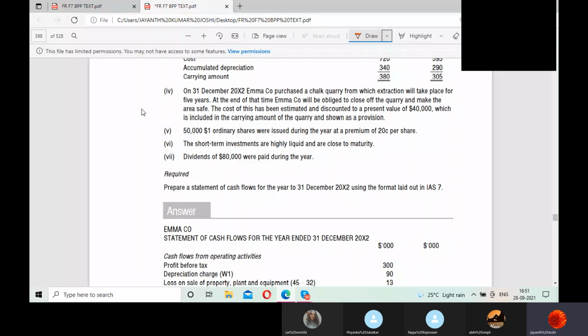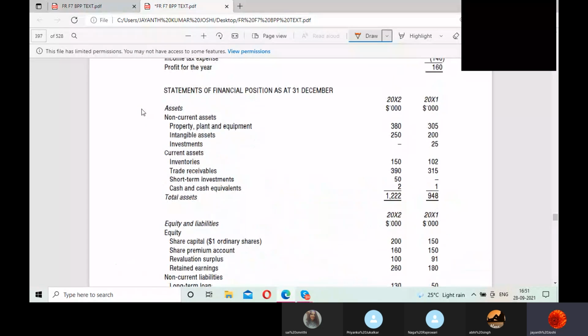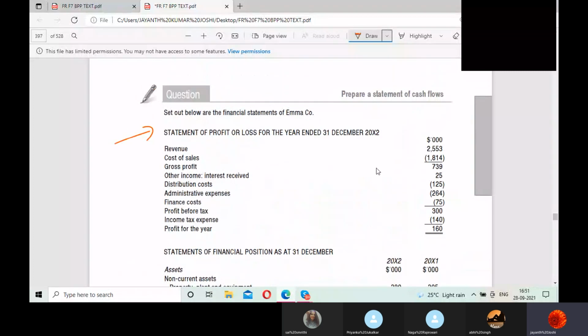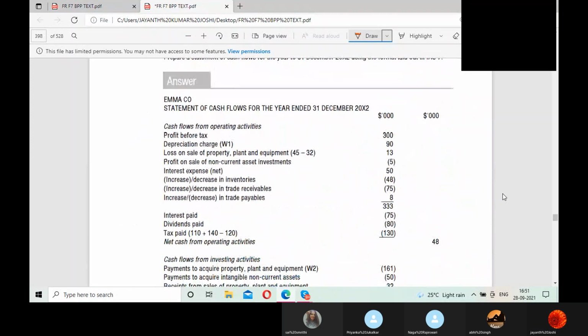Okay, so hope you have read this, and let's start the question. Fast. Now you should very actively understand. So what is the PBT we have? 300. I'm taking this profit before tax here.